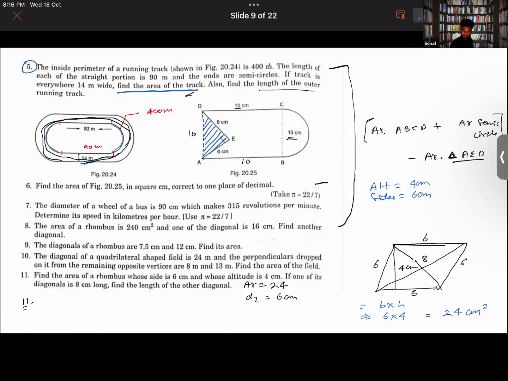Now you can easily calculate the diagonal. Half into 8 into d2 equals 24. So d2 is 6 centimeter. Very good. You did solve it.